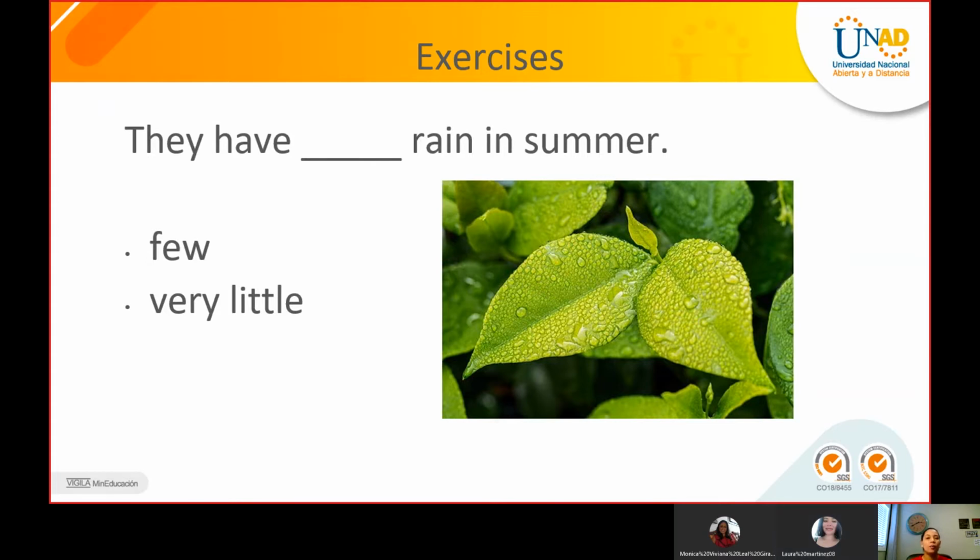What about the next one? They have blank rain in summer. So what do you think? Very little. Yeah, very little, because we're talking about the rain, right? You cannot count, oh, one rain, two rain. No. So very little rain.